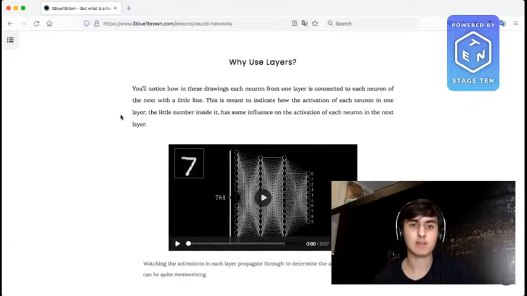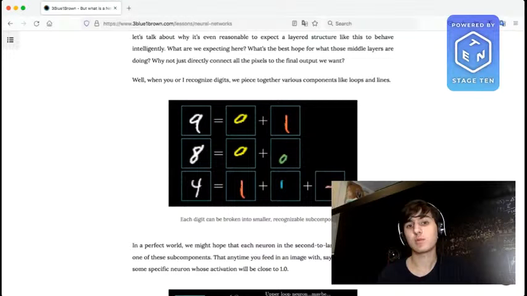But before jumping into the math, or how one layer influences the next, or how training works, let's talk about why it's even reasonable to expect a layered structure like this to behave intelligently. What are we expecting here? What's the best hope for what those middle layers are doing? Why not just directly connect all the pixels to the final output we want? Well, when you or I recognize digits, we piece together various components like loops and lines.